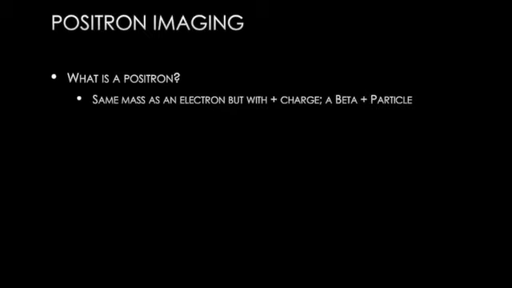Depending on your background in physics, you may know more about this than I do. What is a positron anyway? A positron can be thought of as an electron but with a positive charge. It's sometimes known as a beta plus particle. This is the antiparticle or antimatter of an electron.